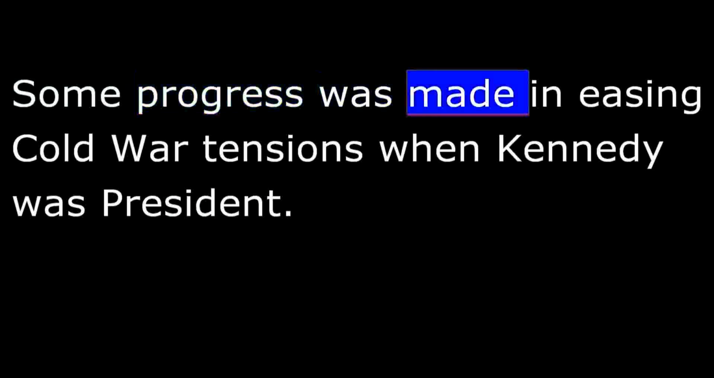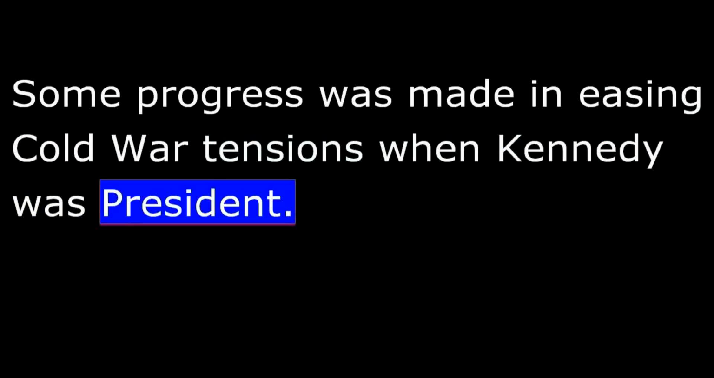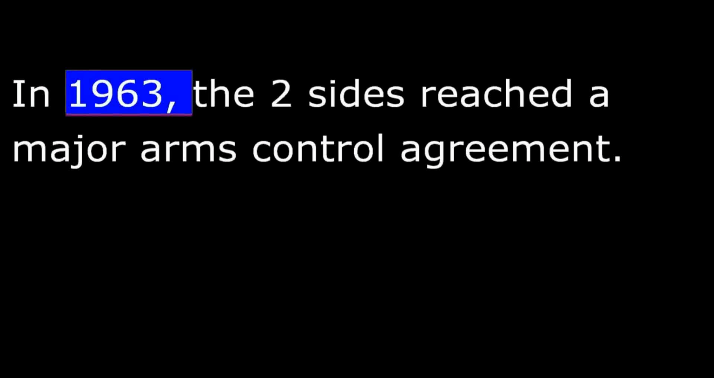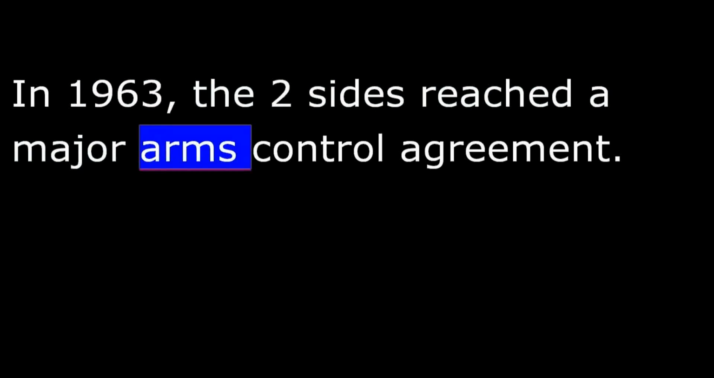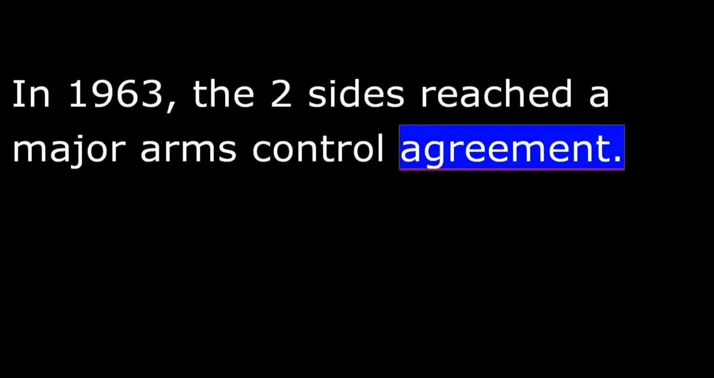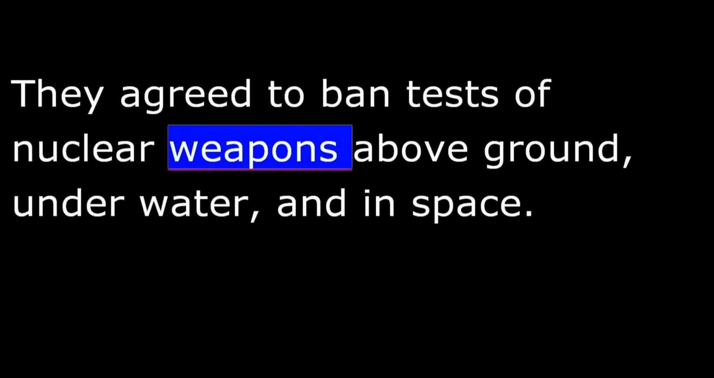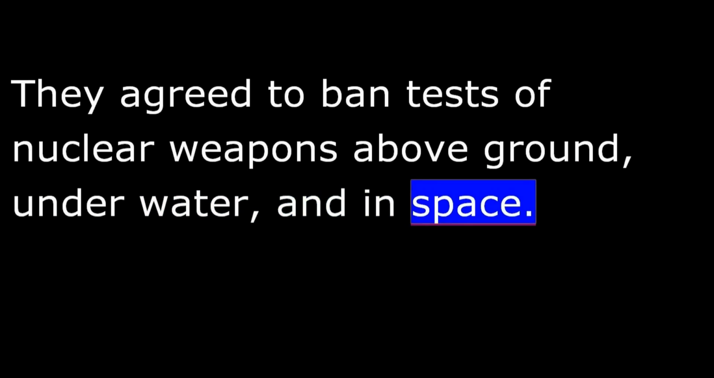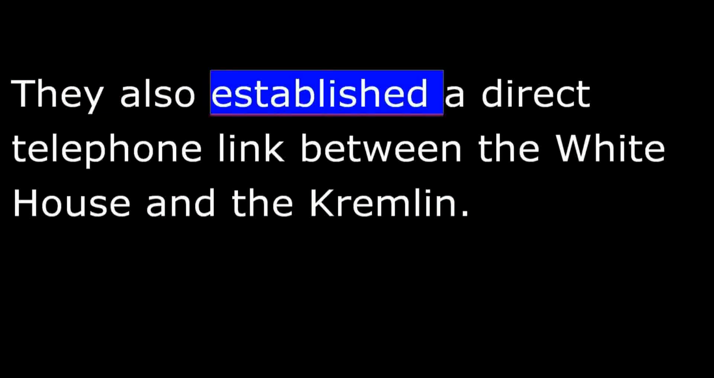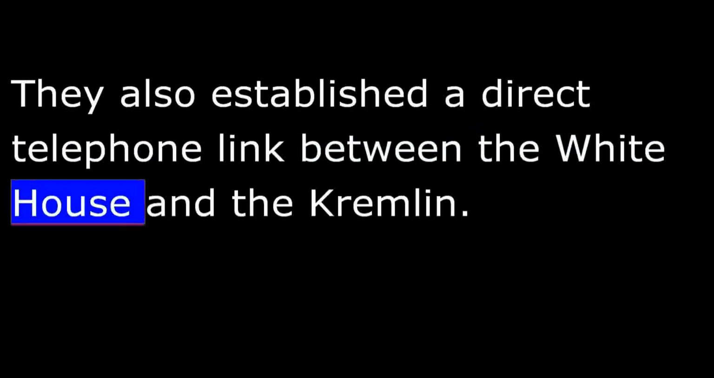Some progress was made in easing Cold War tensions when Kennedy was president. In 1963, the two sides reached a major arms control agreement. They agreed to ban tests of nuclear weapons above ground, underwater, and in space. They also established a direct telephone link between the White House and the Kremlin.